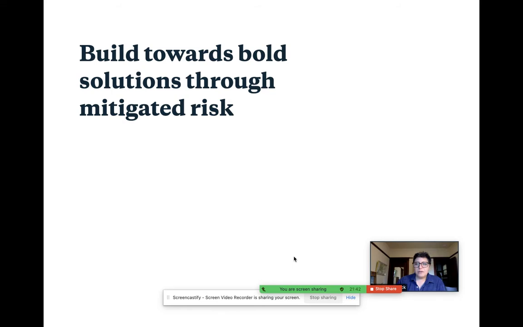And then finally, building towards bold solutions through mitigated risk. So again, most of us aren't willing to put everything on the line for something that we are maybe not confident in. And I think human-centered design helps us to build that confidence over time. So by the time we're ready to implement and go all in, we have all this work behind us that helps us to feel that conviction and that confidence to take action.